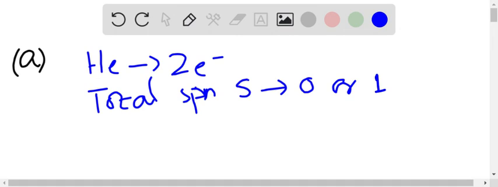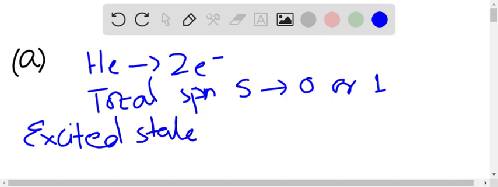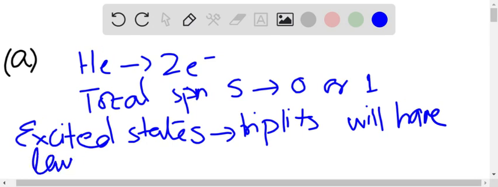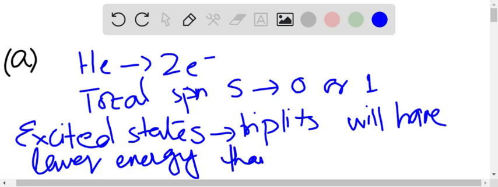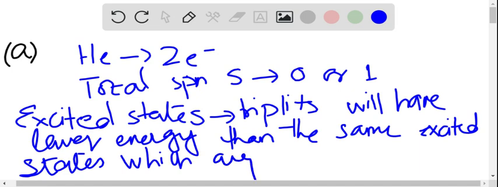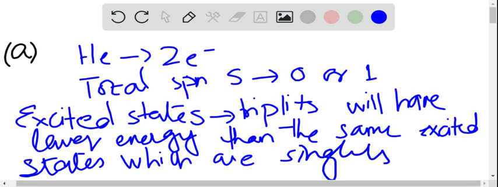So according to the first Hund's rule, excited states which are triplet will have lower energy than the same excited states which are singlets. Fine. So 0 means singlet and 1 means triplet.